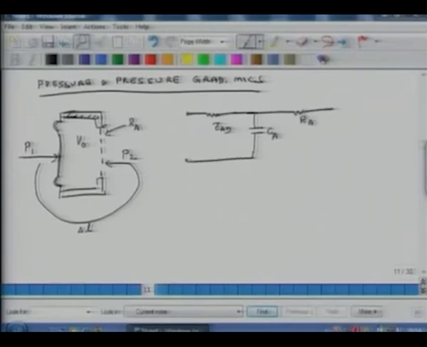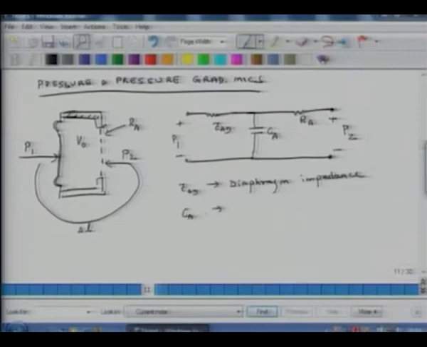this is RA, pressure. So ZAD is the overall impedance offered by the diaphragm. CA is associated with the compliance of this cavity of volume V0. RA we have already defined, it's acoustic resistance. P1 is pressure outside the diaphragm. P2 is pressure just outside the screen. And what kind of model is this? Is it an impedance model or a mobility model? Because my pressure is the across variable.